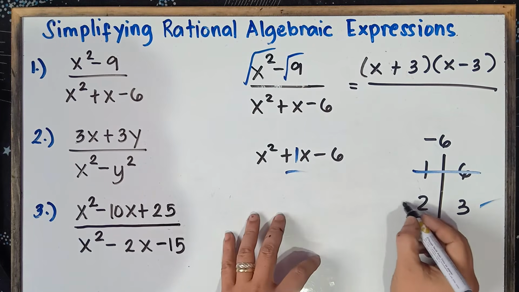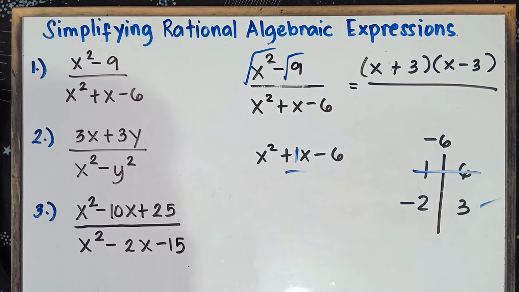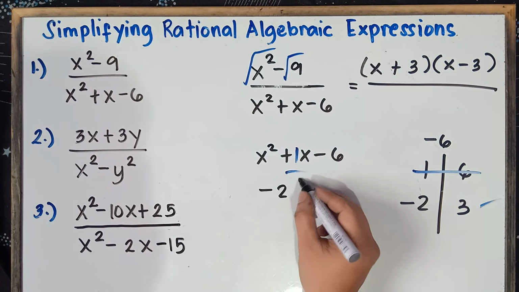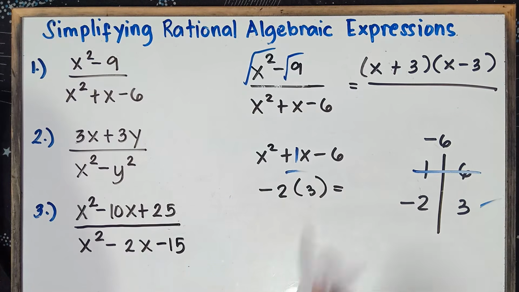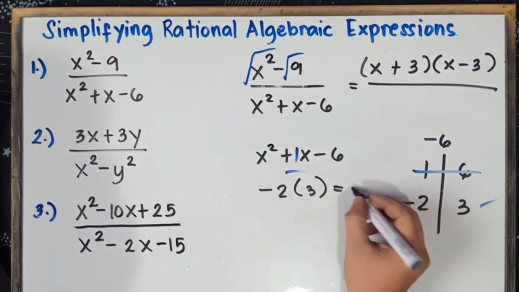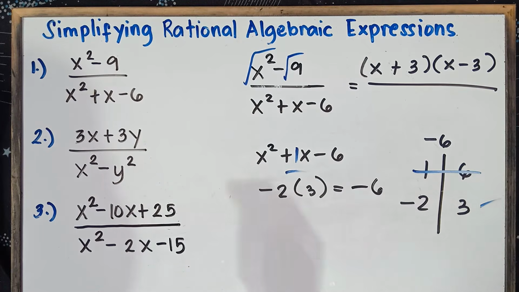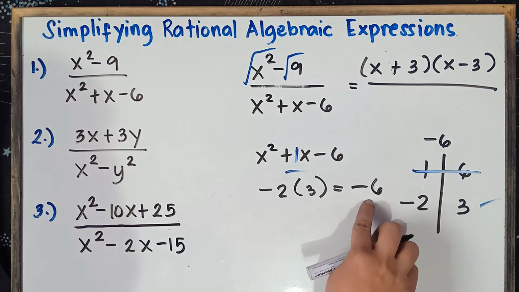Now, if we select negative 2 and then positive 3, if we multiply negative 2 times 3, can we get negative 6? Yup, we can get negative 6. Negative times positive is negative. 2 times 3 is 6. Negative 2 times 3, that would be negative 6.